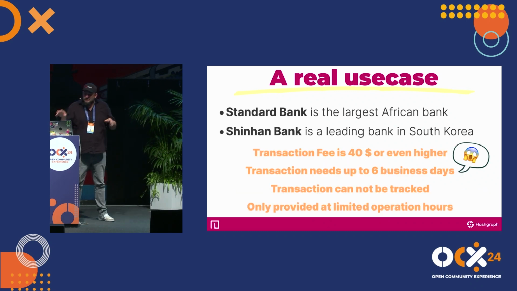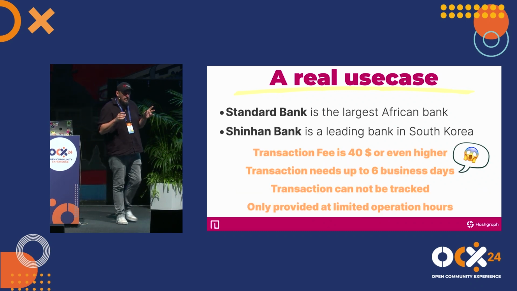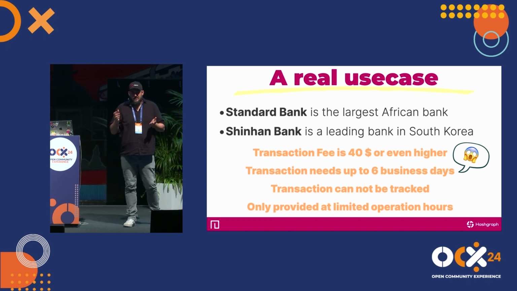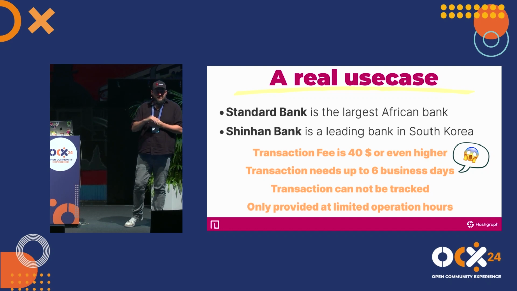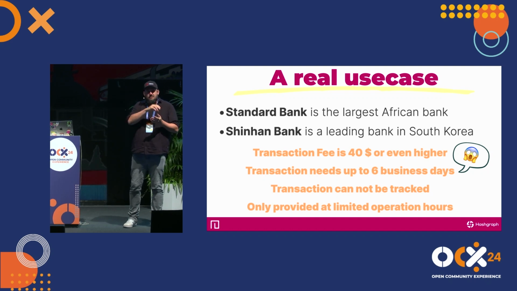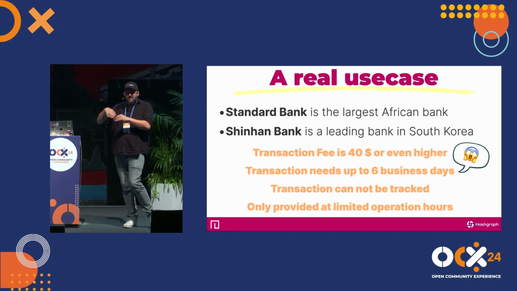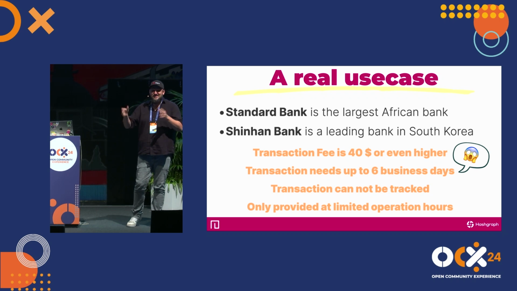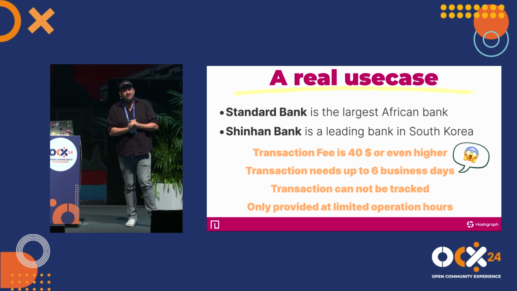Those 2 banks checked it out, and they figured out that doing a transaction starts with $40 of fees that you need to pay to send money from a private account to another private account between those banks, and it takes up to 6 business days. Not days, business days. So if there's a weekend in the middle, you can wait really long for the other person to get your money.